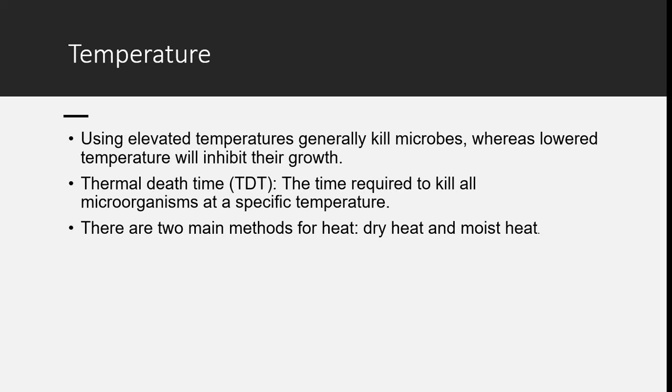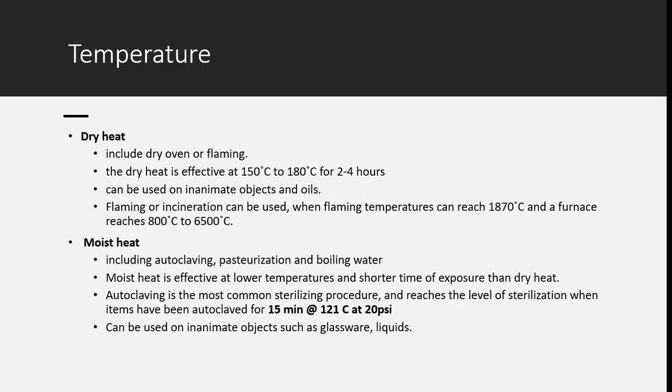Now, again, we talked about the fact that there is more than one method for heat treatments. We have both dry heat and moist heat. So let's start by talking about dry heat. Dry heat involves the use of hot air or an open flame. It's less effective than moist heat at killing microbes because it generally takes a lot higher temperature and a longer period of time. Dry heat can be used on inanimate objects, including oils. The main examples are incineration and hot air ovens. When you're talking about dry heat in an oven, you're usually going to get it to 150 to 180 degrees Celsius for several hours.